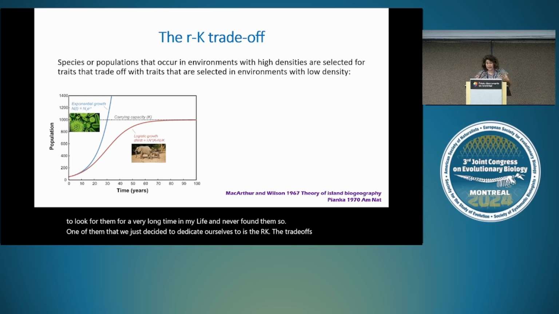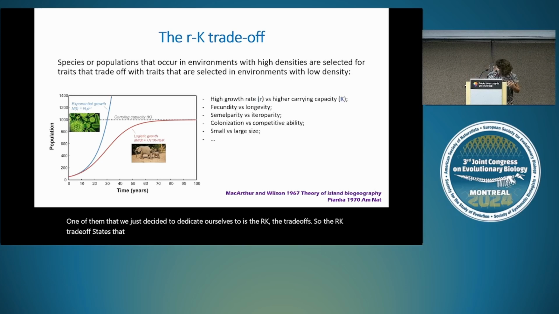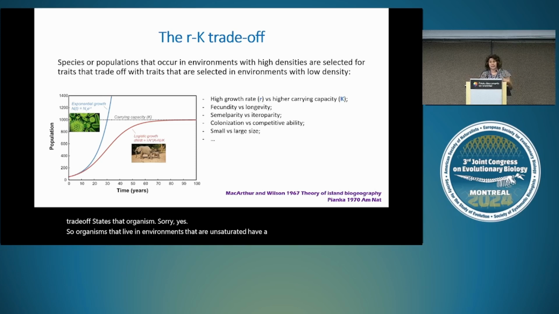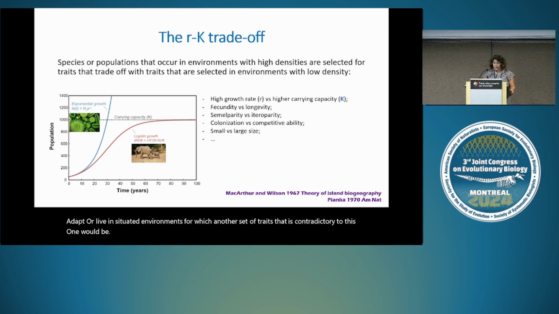So the r-K trade-off states that organisms that live in environments that are unsaturated have a particular set of traits that allow them to develop fast, and they are short-lived, they have small size, and this allows them to colonize unsaturated environments faster, in contrast to organisms that adapt or live in saturated environments, for which another set of traits that is contradictory to this one would be advantageous, such as big size, being good at competitive abilities, etc.